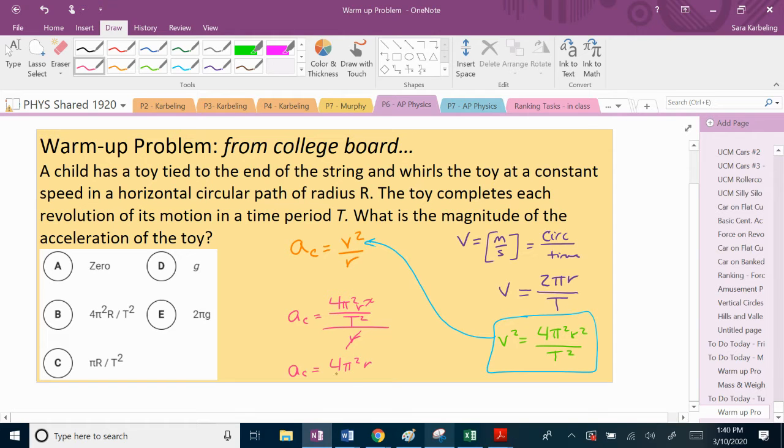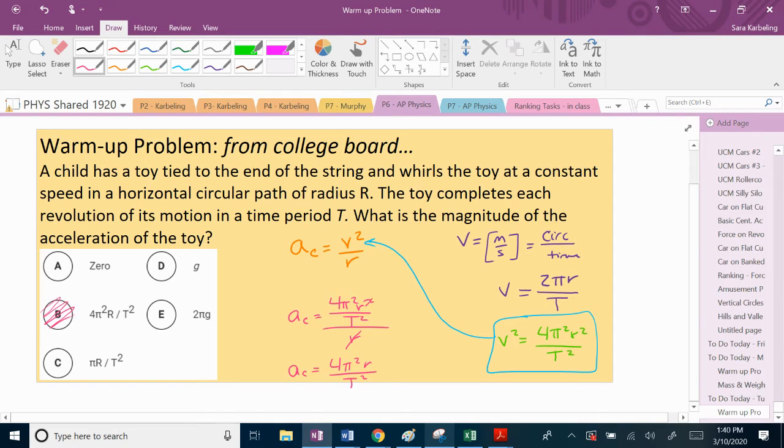4 pi squared R over T squared. Yeah. How are we doing? Okay. All right. So there we go. And the answer is G, or maybe it's B.